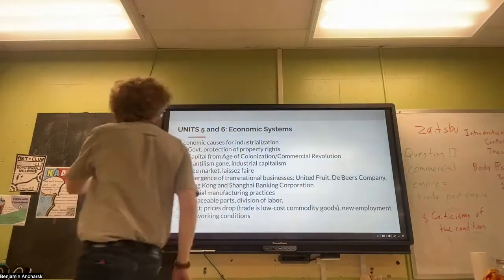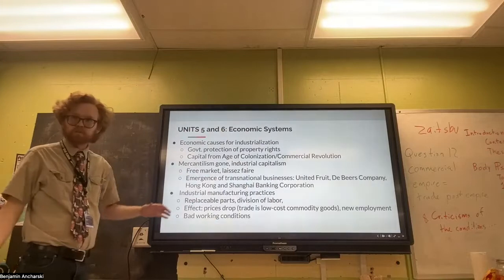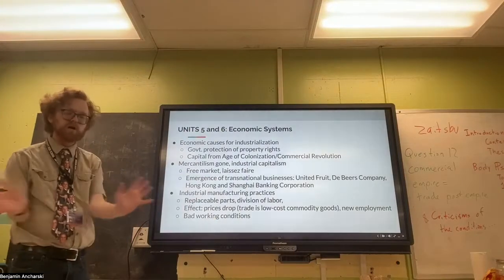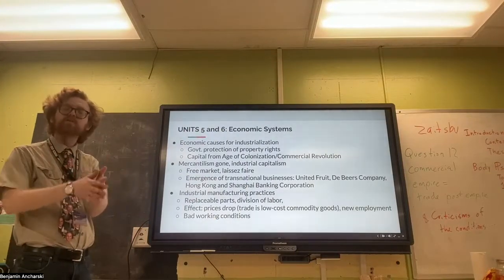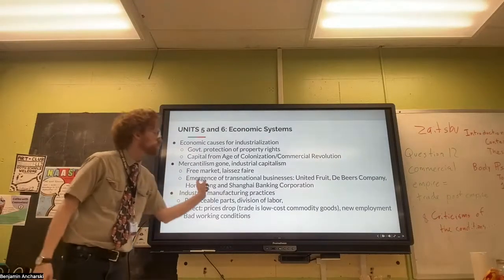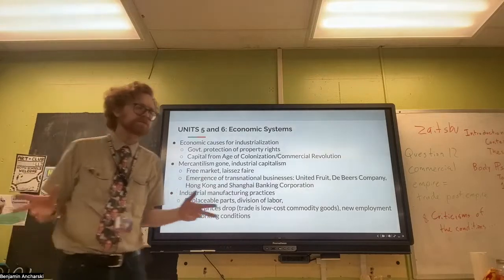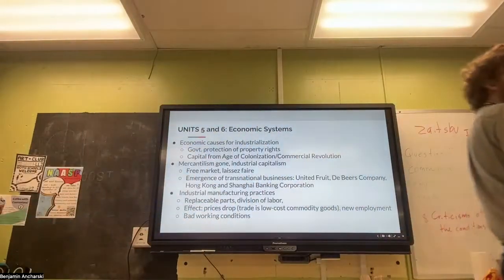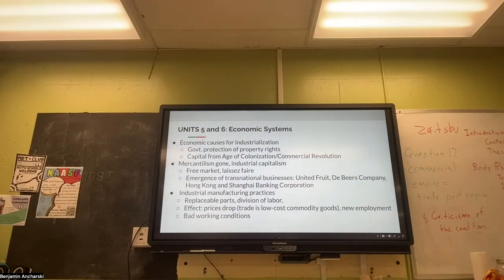But we also do see that there are new transnational businesses emerging. These are not backed up by countries. They are privately owned corporations. So transnational businesses, these are businesses that are based in a Western country and they own land and operate their businesses in foreign places. So there are a few examples of transnational businesses.